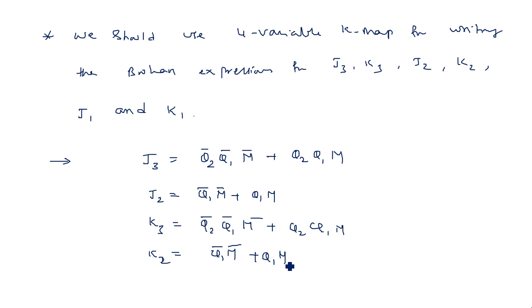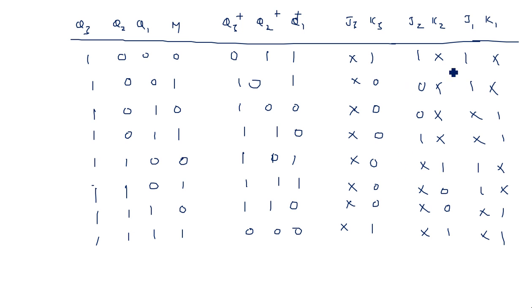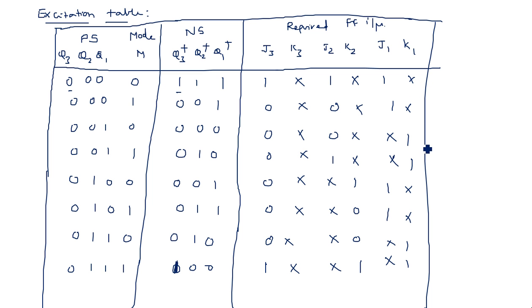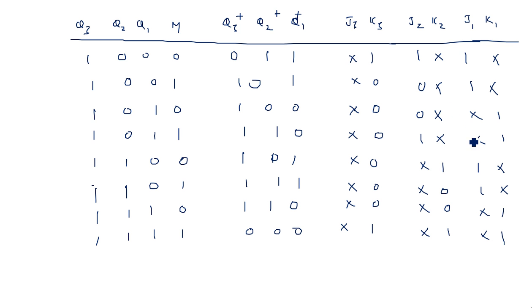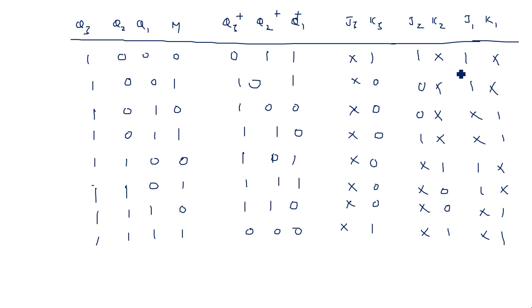And what about J1 and K1? If you go to the excitation table, J1 will be having 1 1 xx, 1 1 xx, 1 1 xx. All these will be like this. Again, K1 is also the same but in reverse order. But when you map all these J1 and K1, there is no zero term in J1 and K1. So that's why we can take directly a logic 1, because all the min terms in the K map can be mapped in a single product term.